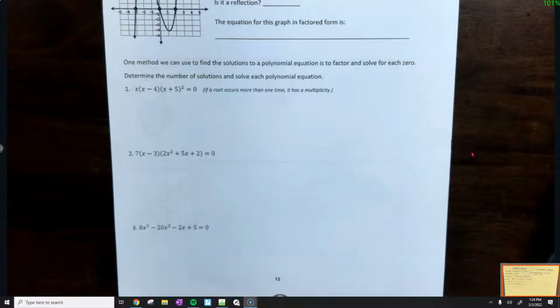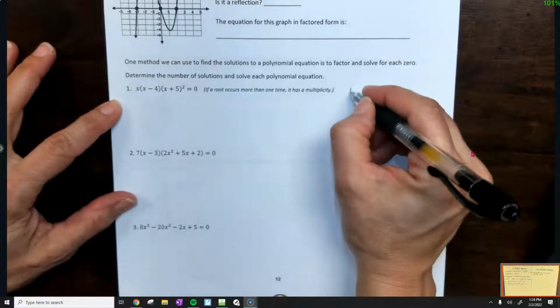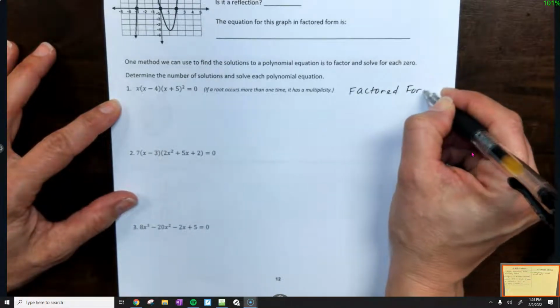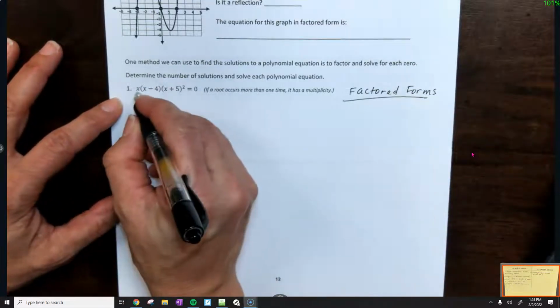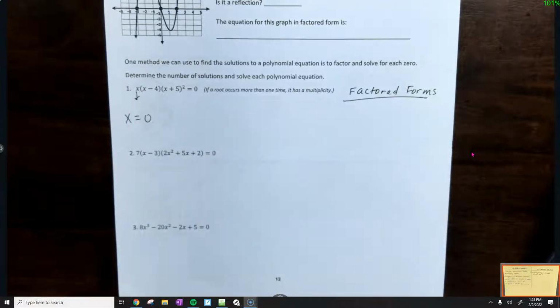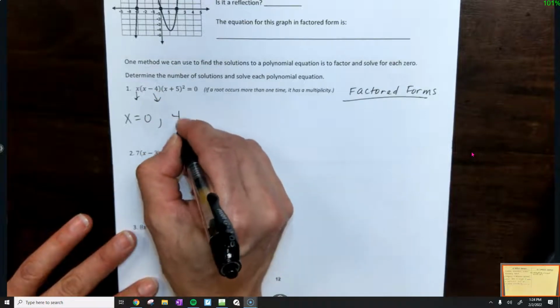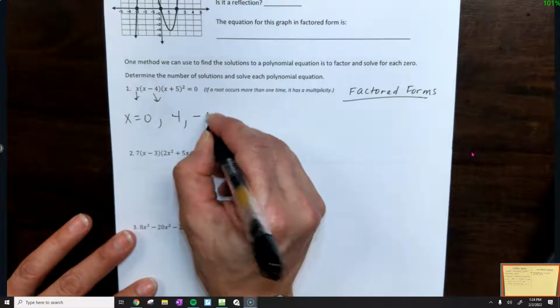When taking a look at equations, the first part we're going to look at is when it's in factored form. So if it's already in factored form, all we have to do is look at what's going on in the parentheses. So we have a single x. Remember that single x means it goes through the origin, so x equals 0. The factor of x minus 4 is going to give us a positive 4, and then x plus 5 is going to give us a negative 5.